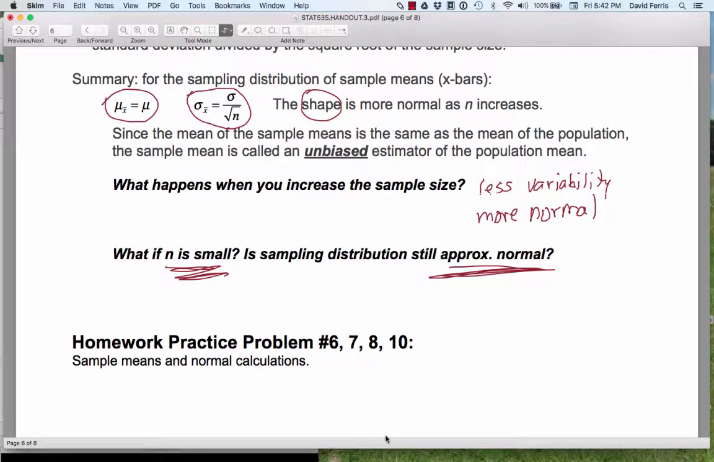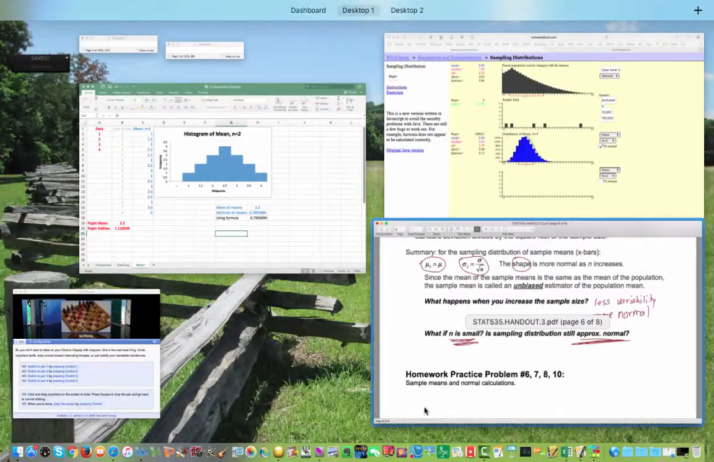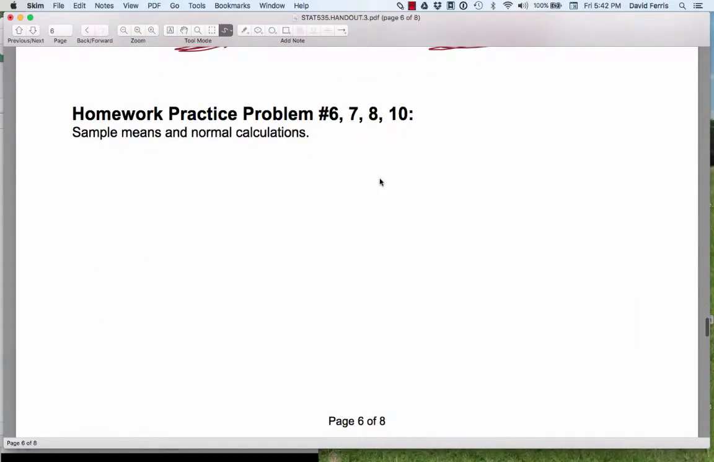This would be a good time to stop the video and actually do these homework practice problems. 6, 7, 8, and 10, not 9, but 6, 7, 8, and 10. Those are all practice problems over that same material that we just covered. And then come back and we have just a really short piece to end with.